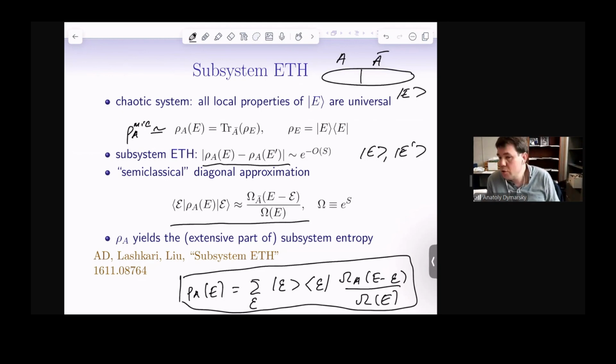And then you can use this formula to calculate von Neumann or Rényi entropy just by plugging this formula for the density matrix into the expression for the entropies.